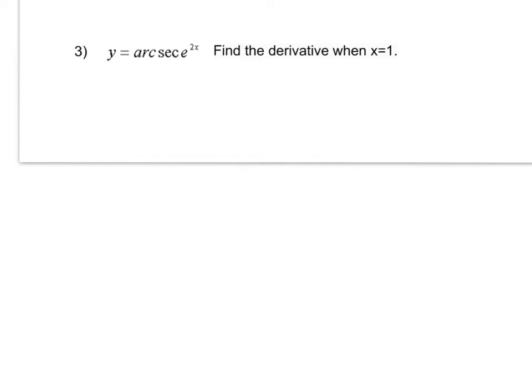For our third example, let's take a look at a different function. So this time we've got the inverse secant. So y is equal to the arc secant of e to the 2x. Now again, I'm going to come off to the side and say u this time is e to the 2x. So let's do the derivative. So the derivative is going to be 2e to the 2x. So let's go back and plug it into our derivative formula for arc secant.